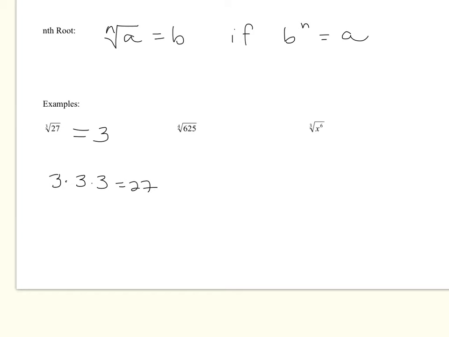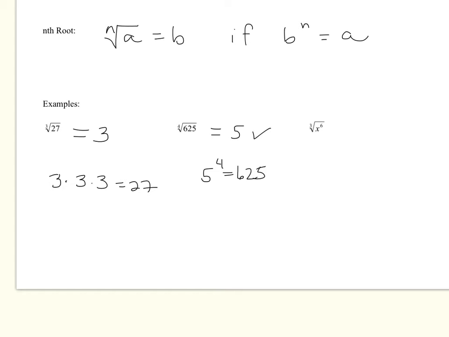So the same thing happens for larger order roots, such as the 4th root of 625. So if we think what number times itself 4 times could be 625, well, that number is 5, because 5 to the 4th is 625. So that's why that root is 5.